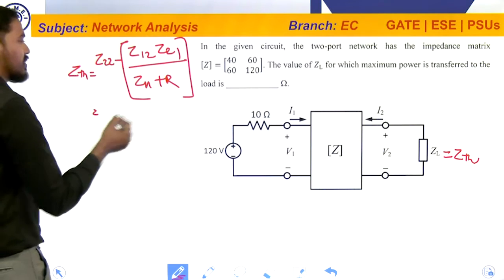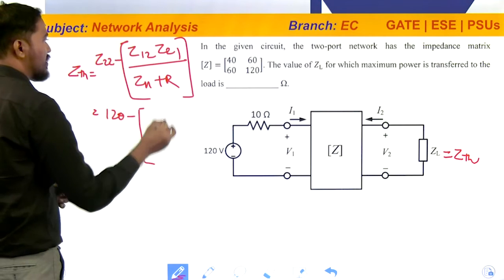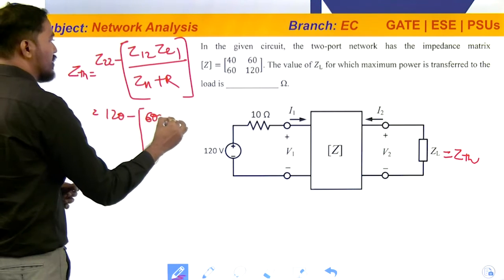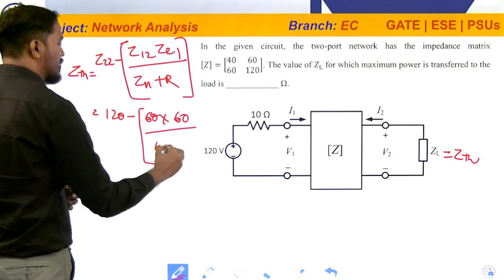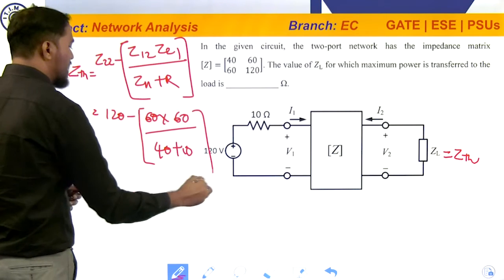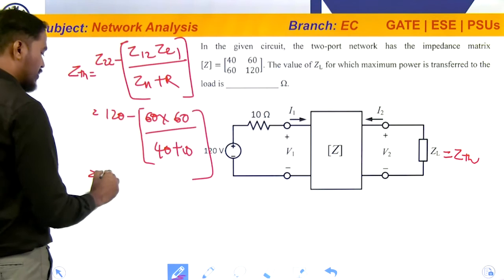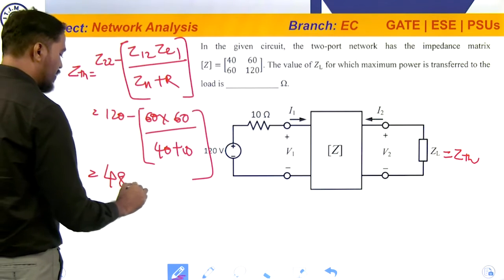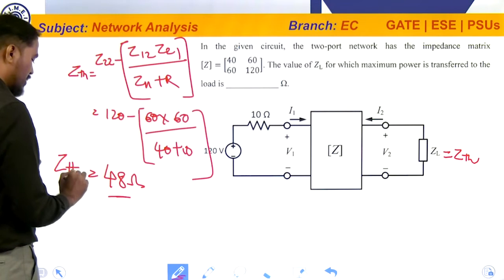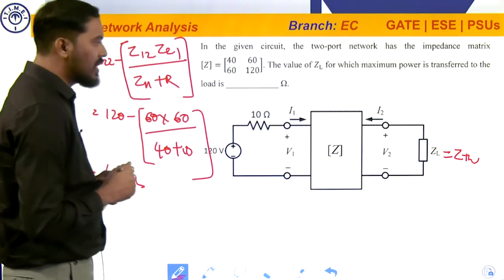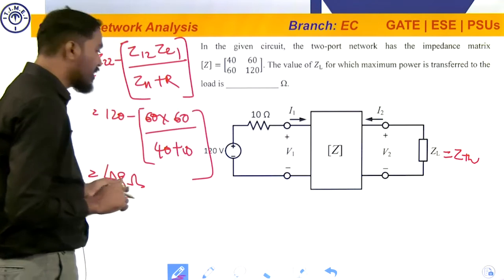Now, what is Z22? 120, minus what is Z12? 60, Z21 also 60, divided by 40 plus 10. So, that becomes 120 minus 3600 by 50, which comes to be 48 ohms. So, what is your ZTH? 48 ohms. Now, what must be the value of ZL such that maximum power gets transferred? That should be equal to 48 ohms.